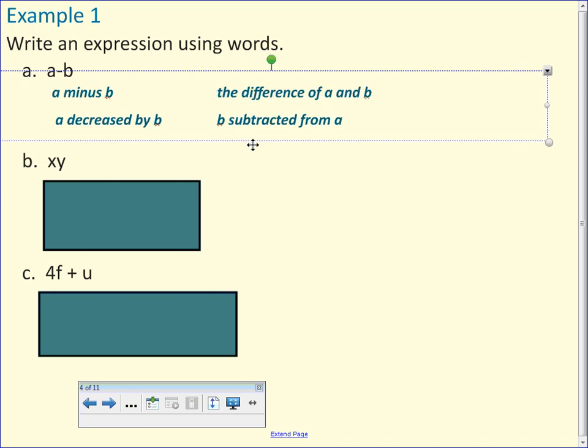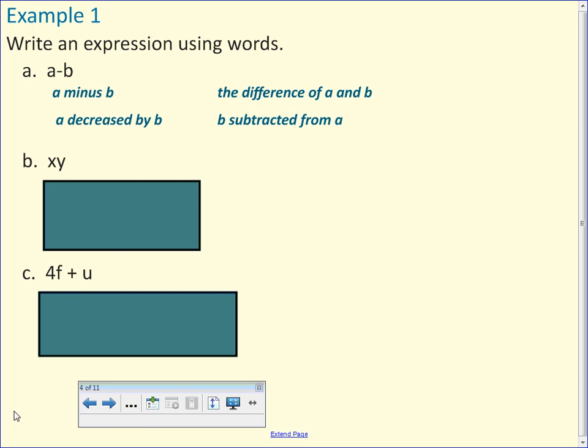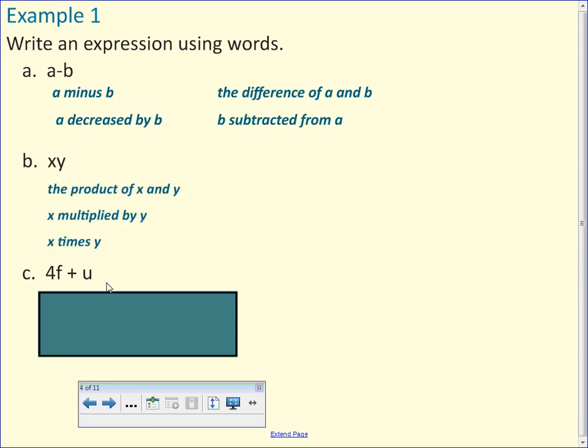A little bit bigger, a little easier to see. All right, what about B? How would you say that using words? X times Y. The product of X and Y. Yep. Okay, and what about C?